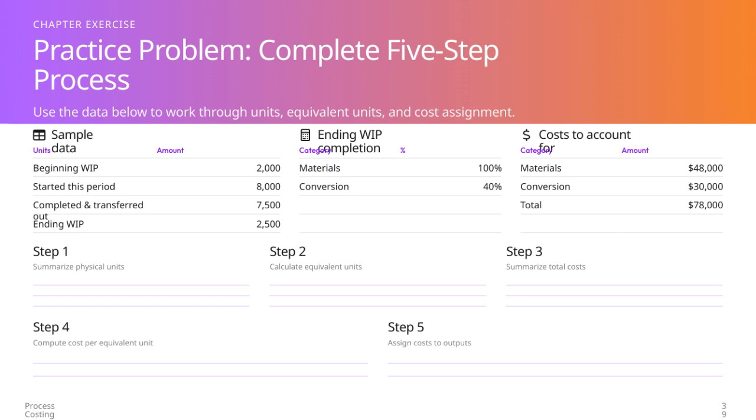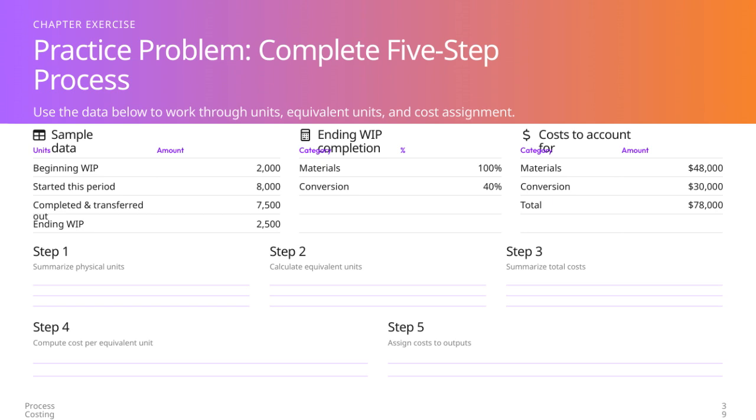Next, we calculate equivalent units. Materials are 100% complete in ending work in process, while conversion costs are 40% complete. This distinction is important because materials and conversion costs are treated differently in the process costing system. Moving on, we summarize total costs. Materials cost $48,000 and conversion costs are $30,000, making a total of $78,000 to account for. These costs will be allocated according to the equivalent units calculated.